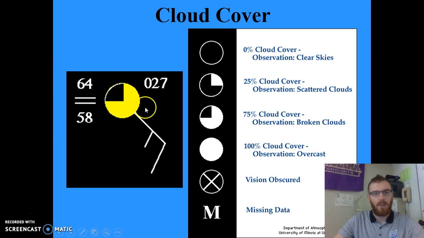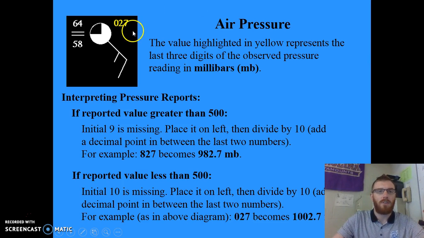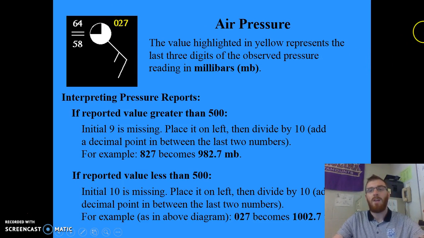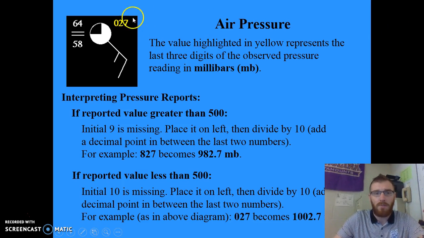Next, the center portion here is considered the cloud coverage. So the portion of the circle that's filled in represents the percentage of cloud cover that you see outside. Air pressure is denoted in millibars in the upper right-hand corner, and that is the value that's highlighted in yellow here. I'm going to teach you how to calculate this, but remember, all you have to tell me for the quiz is that this just represents air pressure, okay?